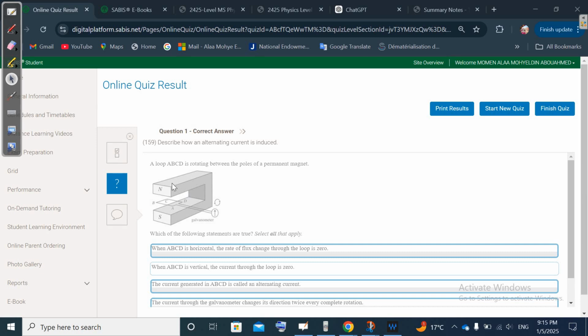This is Physics Week 4 AMS for those doing the AMS. So this is the quiz. A loop ABCD is rotating between the poles of a permanent magnet. Which of the following are true?